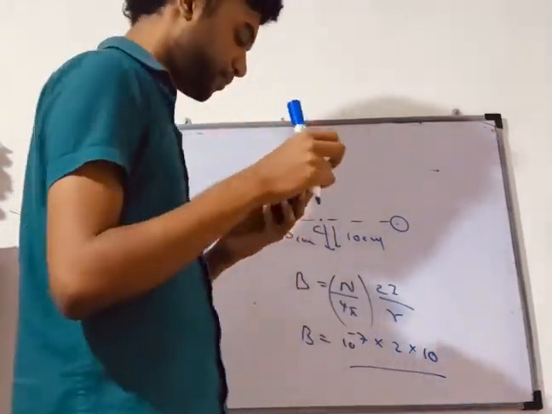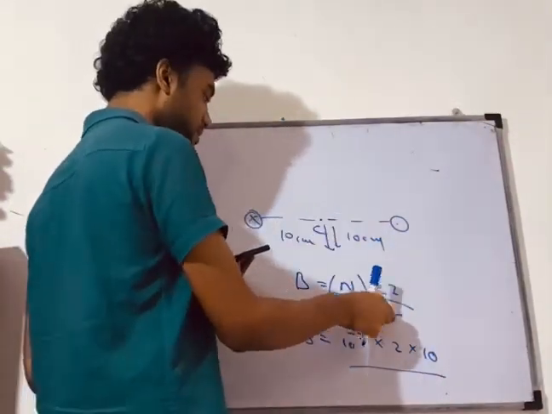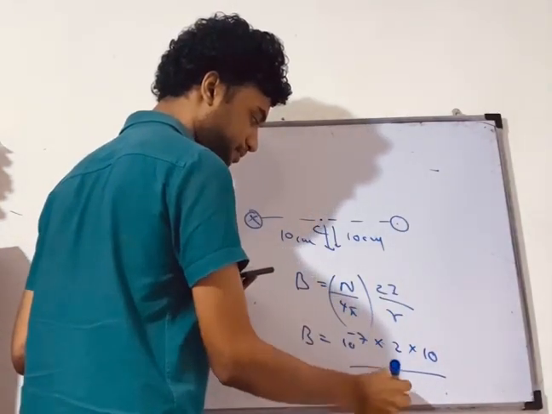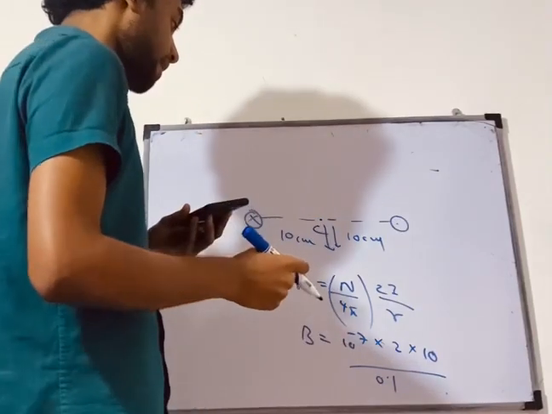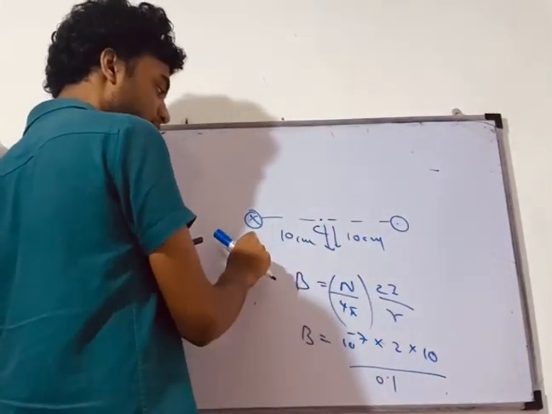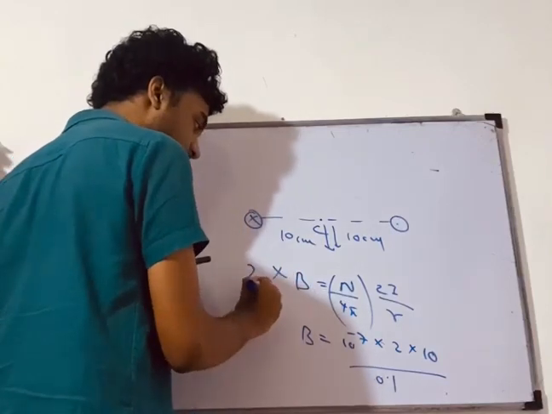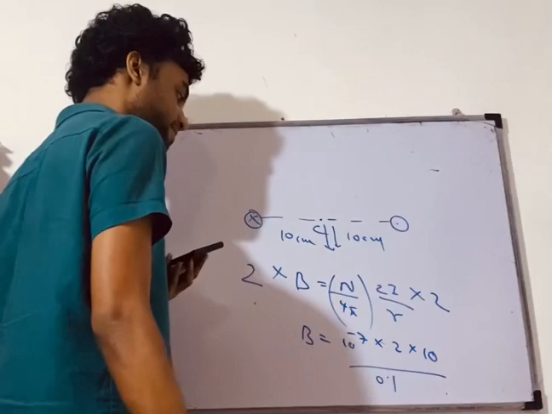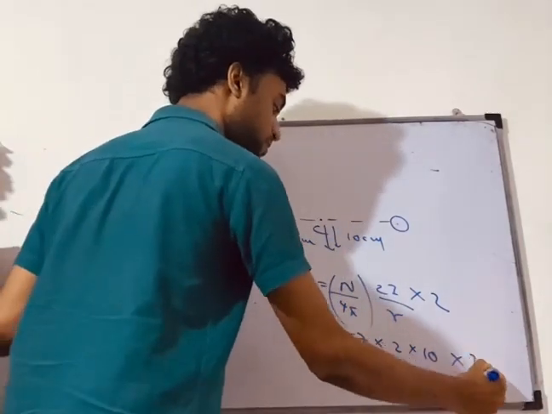So the distance is going to be 0.1 meters. And now this is due to one current carrying wire. So multiply this by 2 to get the resultant magnetic field intensity at point C, which is the center.